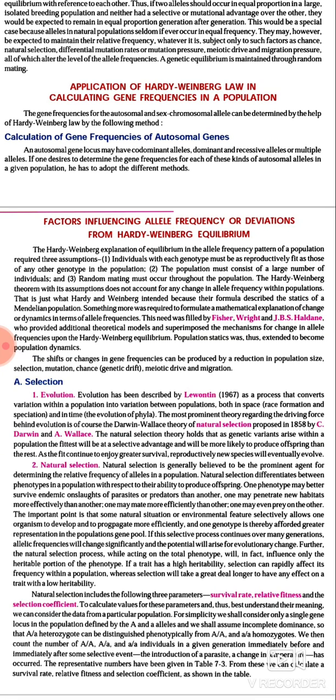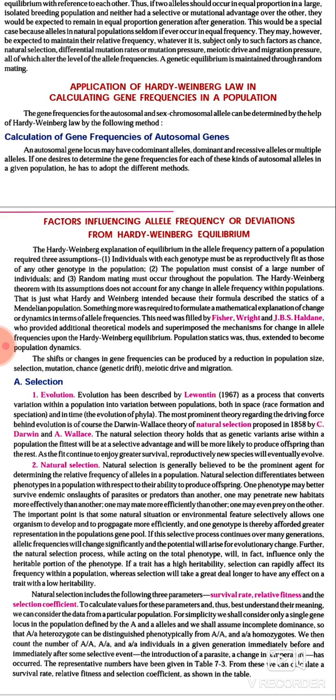The most prominent theory regarding the driving force behind evolution is of course the Darwin-Wallace theory of natural selection, proposed in 1858 by C. Darwin and A. Wallace. The natural selection theory holds that as genetic variants arise within the population, the fittest will be at a selective advantage and will be more likely to produce offspring than the rest. As the fit continue to enjoy greater survival, reproductively new species will eventually evolve.